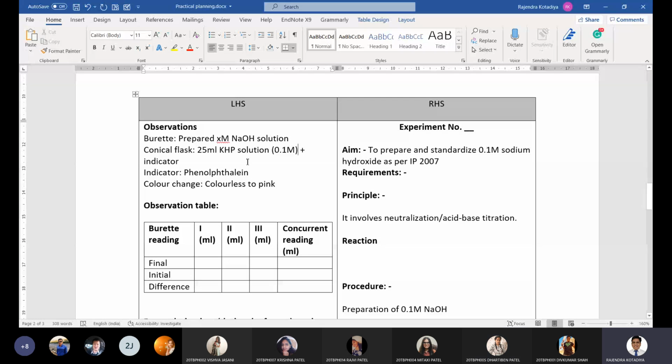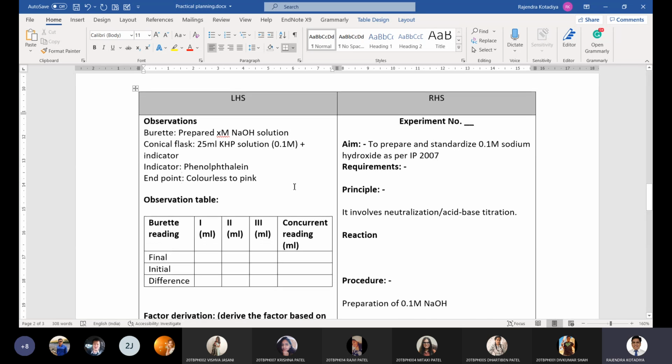Yes, sir. Okay, then next point would be indicator. Which indicator have we used? So we have taken phenolphthalein, and a color change or end point. What was the end point? When your solution which is colorless changes to pink color, that shows the reaction is over. So these are the points you have to mention in the case of observations.